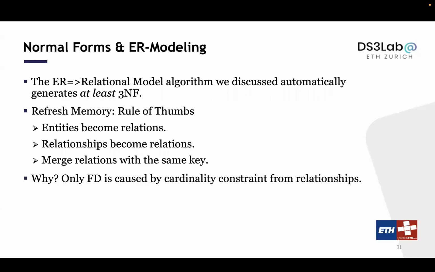The reason behind it is all the functional dependencies in your system in the ER diagram are actually caused by cardinality constraints from relationships, right? So that's the only functional dependency that we introduced. So once you do this, you are going to have a third normal form at least. If you want more, you can run the decomposition algorithm to give you BCNF, or you can run more to give you essentially fourth normal form, okay?